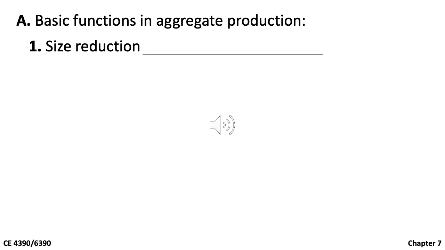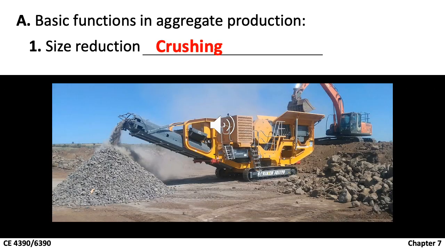Section A, basic functions in aggregate production. One main purpose of this process is to reduce the size of the material. Rock crushers such as the one shown in this picture are typically used to reduce the rock or gravel to a smaller size.